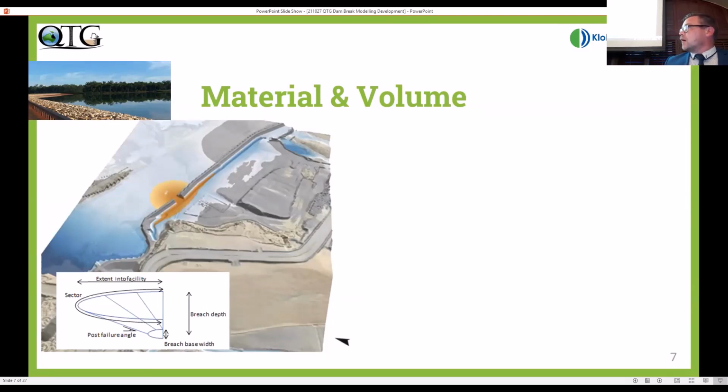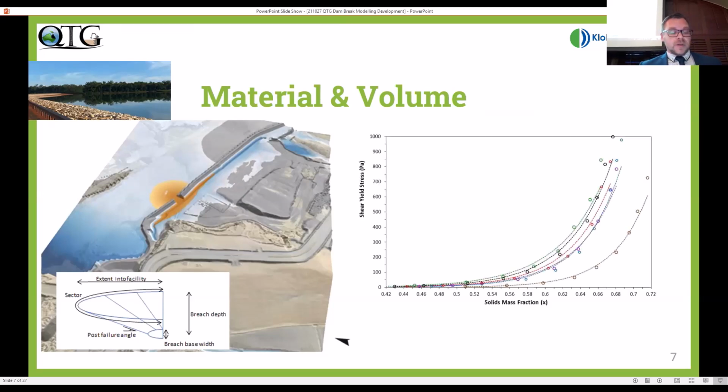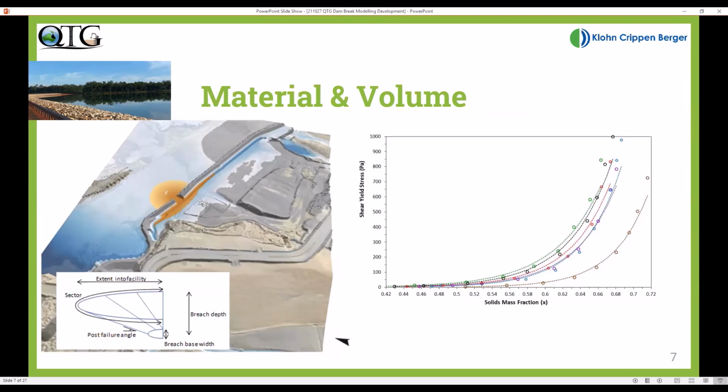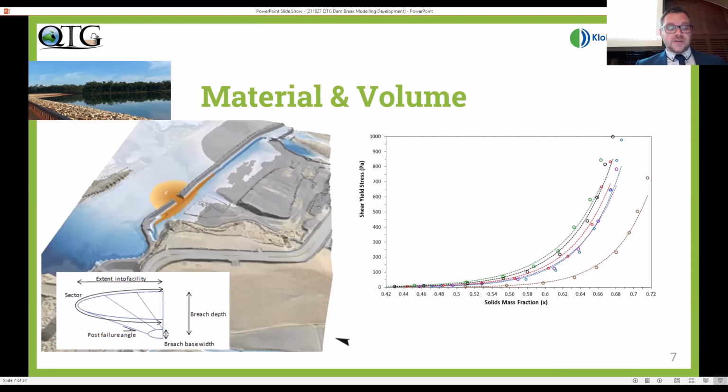This method is far better than, say, assuming a third of the total facility or other sort of empirical relationship, but it's still a fairly weak connection to what's actually happening within the TSF and the actual geotechnical state of the materials. Once we have our mobilised volume of non-Newtonian behaving material, we provide the numerical model with some parameters to describe how that fluid behaves for a given solids content. A process that also has its fair share of assumptions and potential areas of error, and it's how it responds to shear.